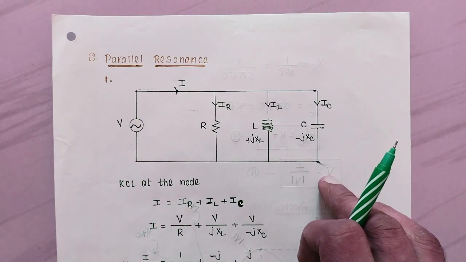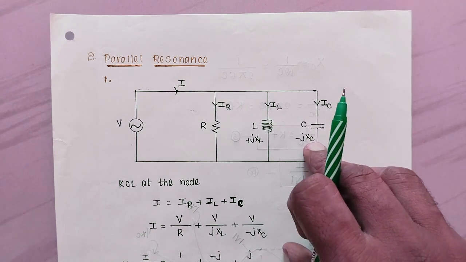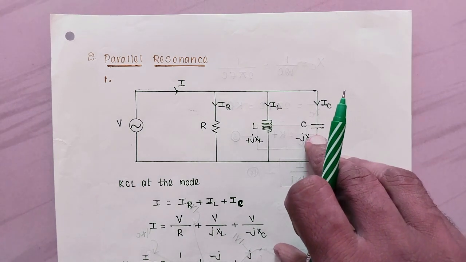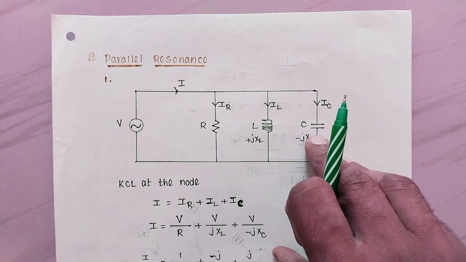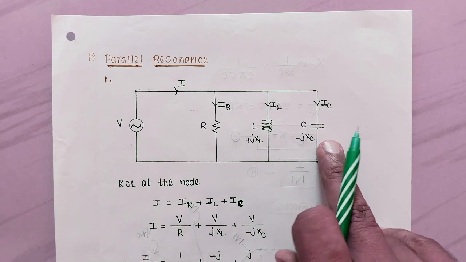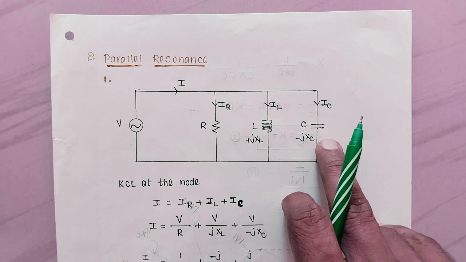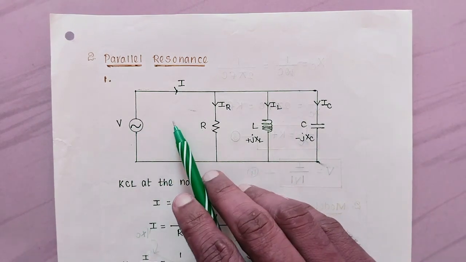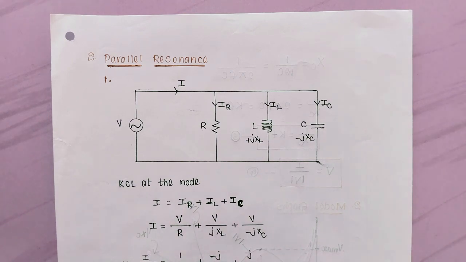Here resistor, inductor and capacitor are connected in parallel, and we need the condition for resonance and the graphs. The graphs are 1 by R against frequency, 1 by XL against frequency, 1 by XC against frequency, mod Y against frequency and mod V against frequency. Those are the important curves which we have to draw in parallel resonance.